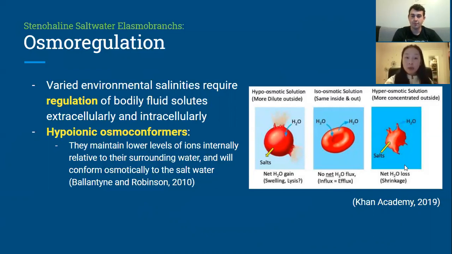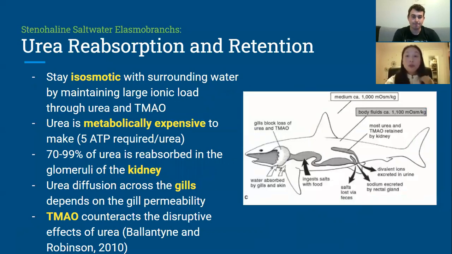Stenohaline saltwater elasmobranchs are actually hypoionic osmoconformers. This means that they maintain a lower level of ions relative to their surrounding water, and osmotically, they'll conform to the salt water. What's really cool about them is that they utilize urea to stay isoosmotic with the surrounding water. And you can imagine how important urea is to these elasmobranchs because it's so expensive to make. It takes about 5 ATPs to make 1 urea.